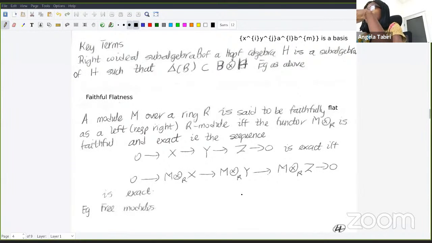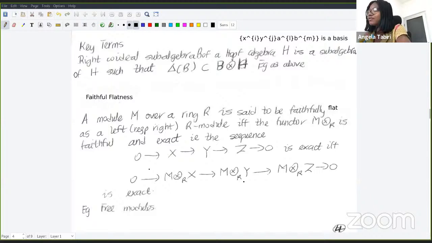Okay. So now we define our final ingredient, what a quantum homogeneous space is. If you recall from the motivation, we said that the geometric property of a transitive group acting on a space is reflected in a faithful flatness property. So what is faithful flatness? Given a module M over a ring R, we say that M is faithfully flat as a left and right R-module if and only if the functor M tensor R is faithful and exact. What is this? It means that a sequence is exact if and only if after applying the functor, it is also exact.